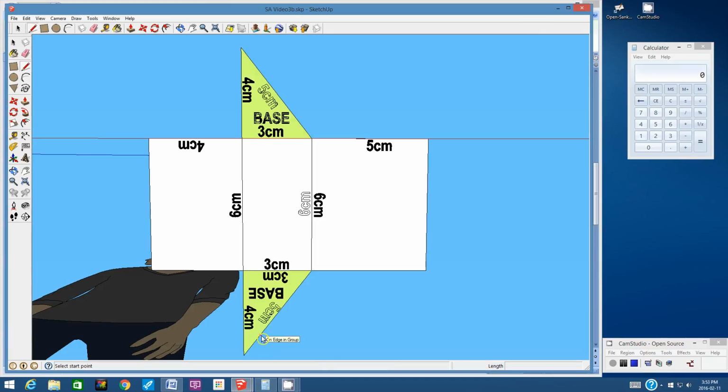Well, this is what it would look like. So at this point, can you please press pause and draw a rough diagram of this net on your note sheet? Make sure you don't make it too big. Don't forget to put in the measurements. So please press pause now.